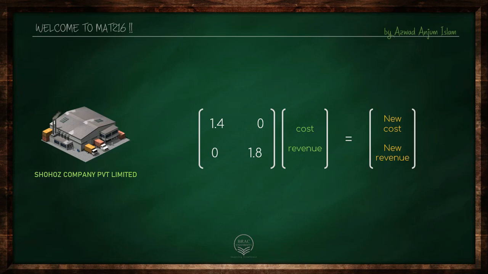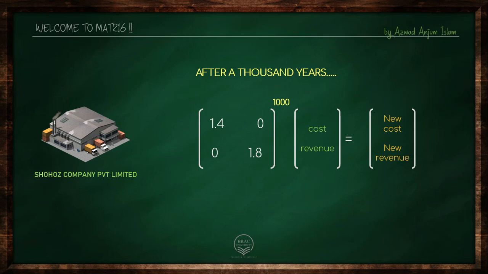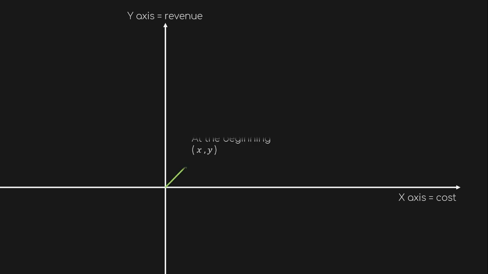For example, if I want to know what happens 1,000 years from now, I'll just have to take the 1,000th power of the matrix. And as this is a diagonal matrix, taking the 1,000th power is not a very difficult task, right? So let's look at this graphically. That will give us a better understanding, I hope. So we have the x-axis, which represents the cost. We have the y-axis, which represents the revenue. Let's just assume everything is in the unit of $1 million. So 1 is $1 million, because why not?